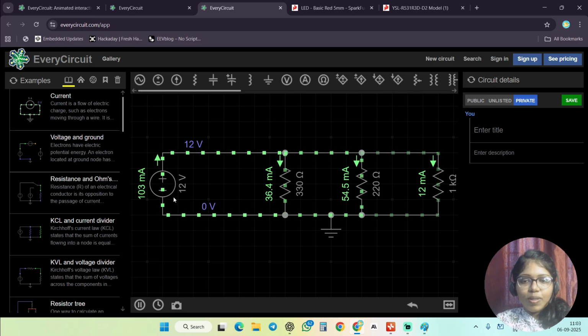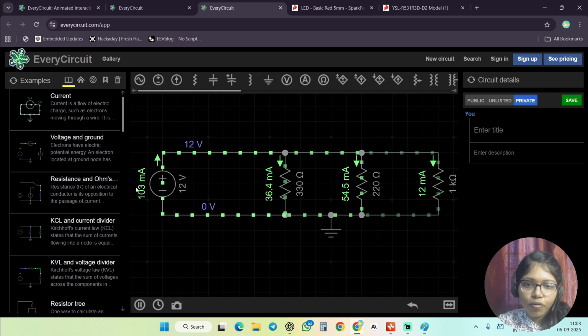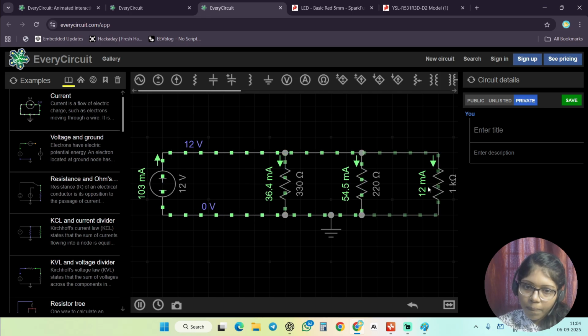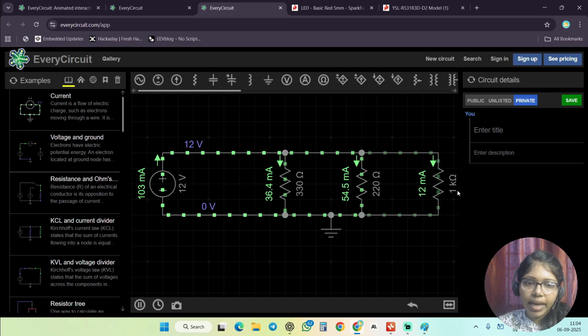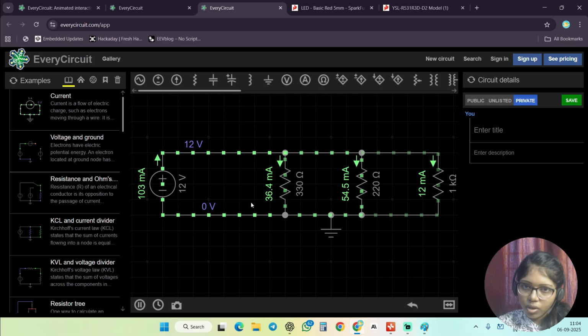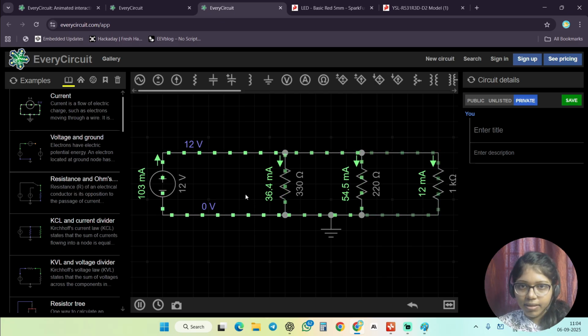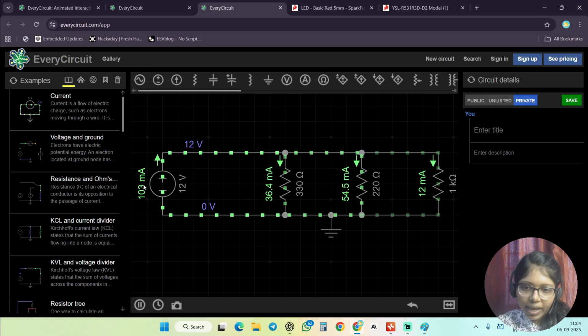The current is now 103 milliamp, because the total resistivity being calculated here is very less. It is 330, 220, and 1K ohm, the only resistors you can see here. At that time the resistivity is very less, so that's why it is capable of providing 103 milliamp of current.